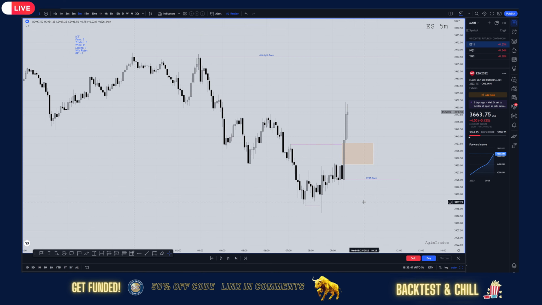Let's see what other confluence we have. Technically, this was a swing low that was taken out, and a swing high that was taken out. So this is an order block here. This might give us some idea of where we can place our stops, because our fair value gap is enormous. That doesn't help too much.